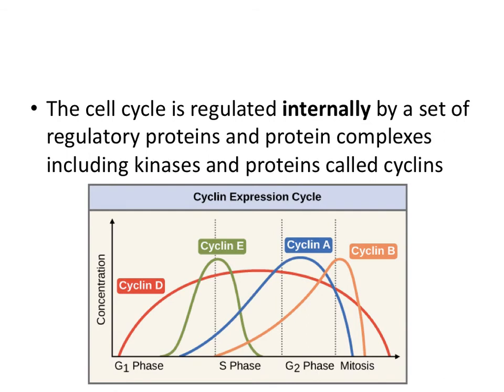So an example of an internal regulation of the cell is with cyclins and kinases. Remember that these are chemicals that the cell is producing that tell it, okay, it's time to move on, let's say, from G1 to S, and cyclin E appears to be one of those chemicals that helps that to happen.